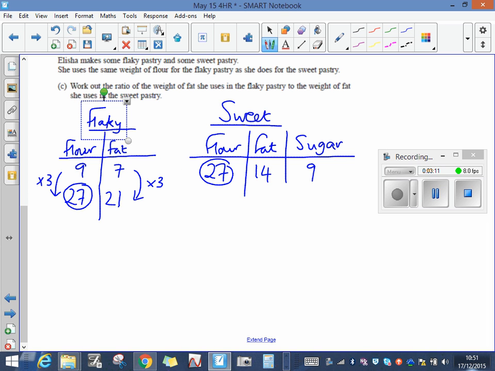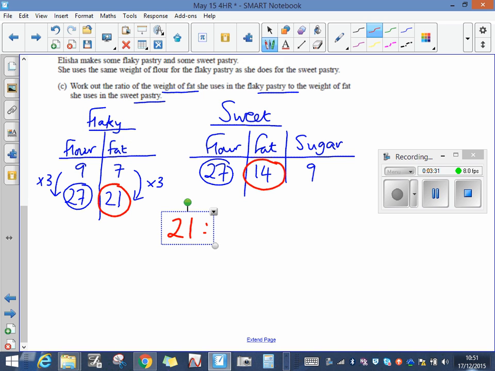What we've now got is two tables where the amount of flour is 27 in both cases. And the question asks, what is the ratio of fat in the flaky to the sweet? Well, if we look at, I'll just highlight it in red, for the flaky pastry, she is going to need 21 of fat. For the sweet pastry, she's going to need 14 of fat. So the ratio of fat in this one to fat in this one is 21 to 14.